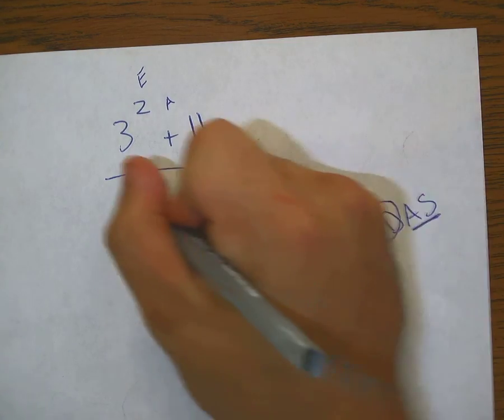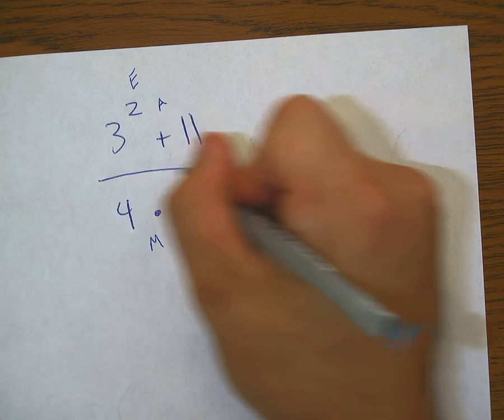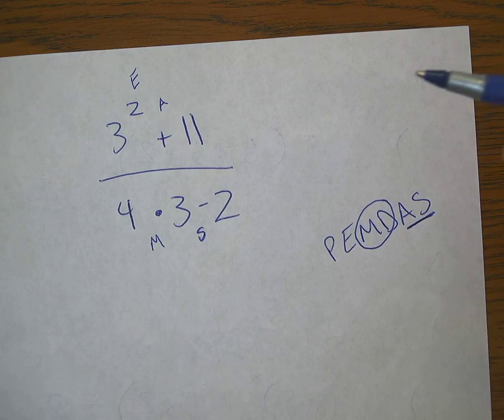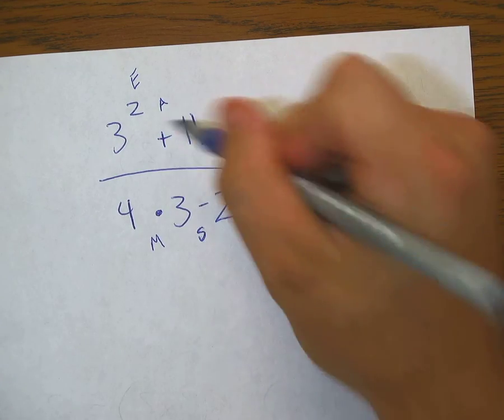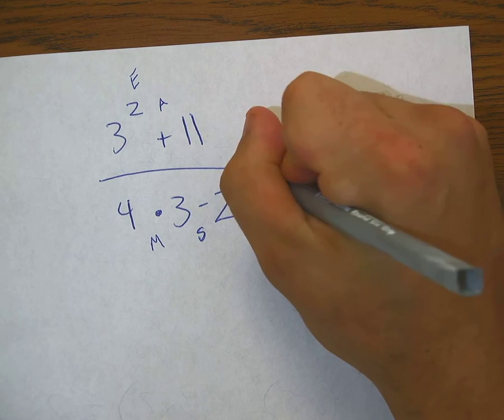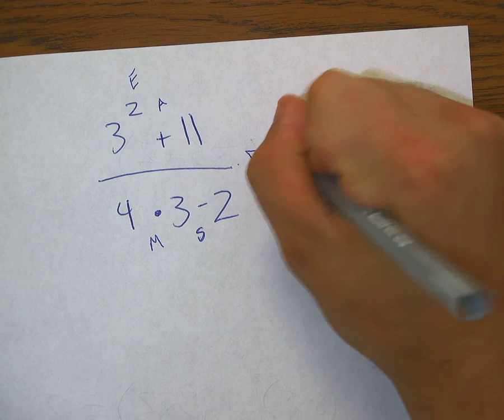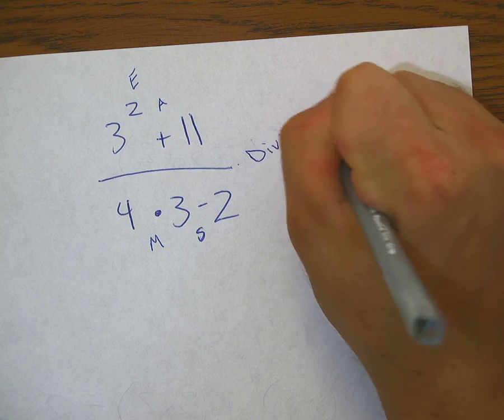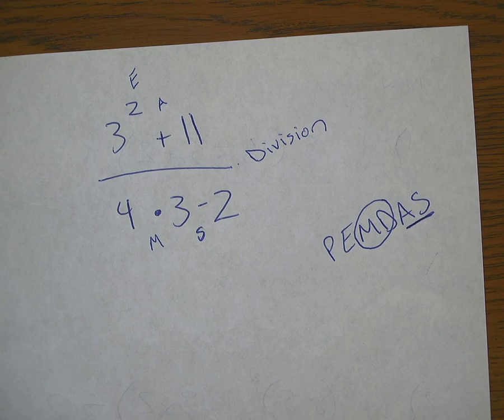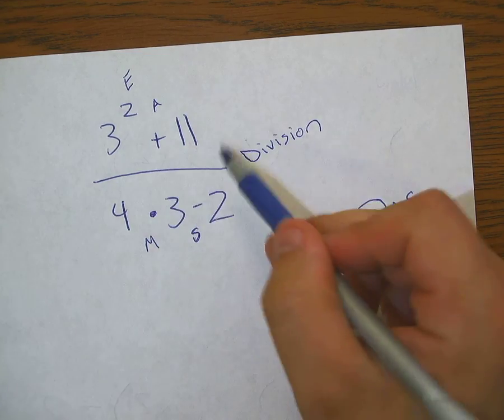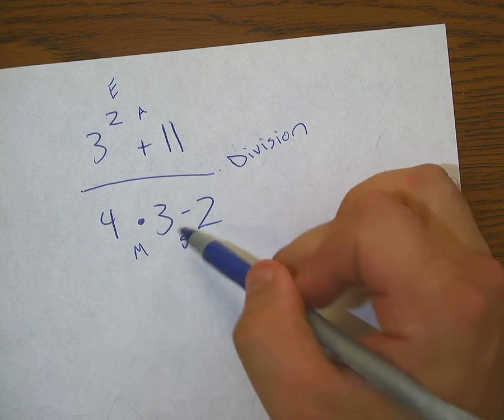And then this is the first time that we've seen this bar right here. This is actually a fraction. I have a numerator and a denominator. And a fraction is actually division. So we're going to take the top number and we're going to divide it by the bottom number.